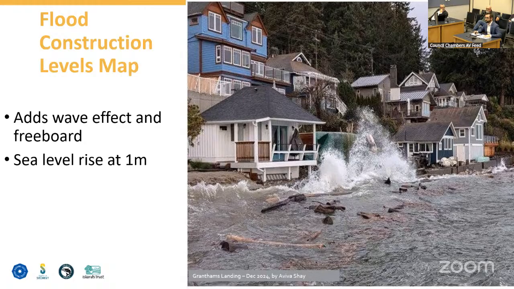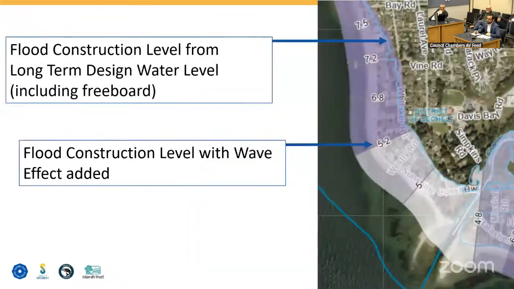The structure in British Columbia is to base this flood construction level map on wave effect, freeboard, which is a safety buffer, and 1 meter of sea level rise. So again, we'll dive into what this actually looks like. In order to model the wave effect, we created, I forget the exact number, but a huge number, every 200 meters of coast, a transect with a model of what the wave would look like at that specific point. And those are the numbers that you see, 5.2, 6.8, 7.2. That's the flood construction level with the wave coming in.